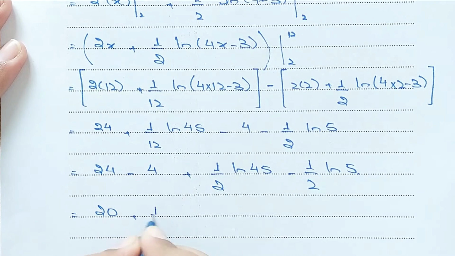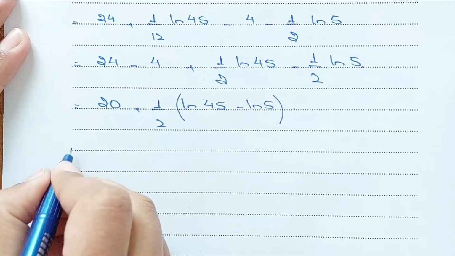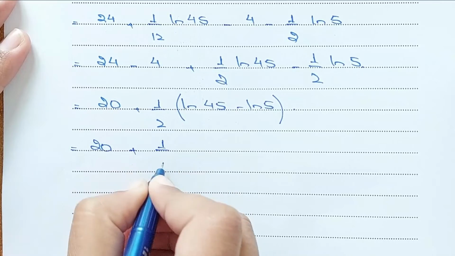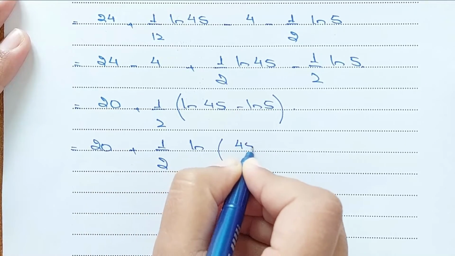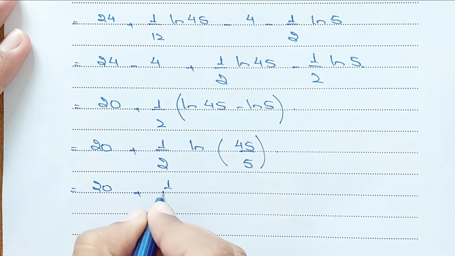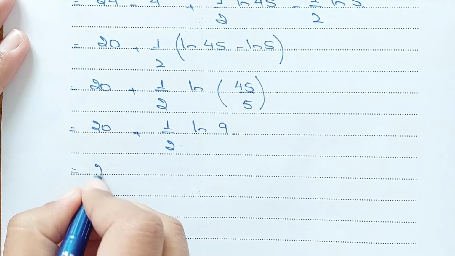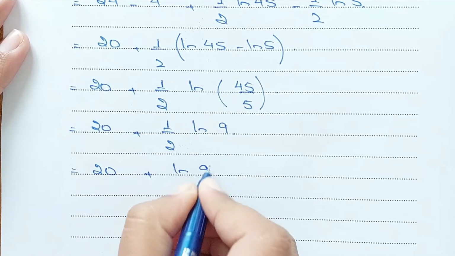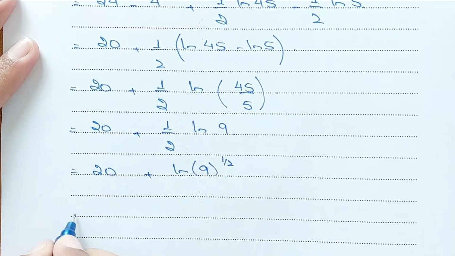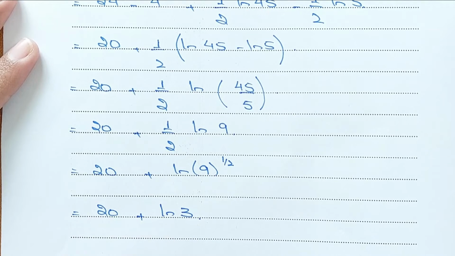Okay, now let me take 1 by 2 common. We are left with ln of 45 minus ln of 5. Right. Further simplification, we have 20 plus 1 by 2 ln of 45 over 5. So this is 20 plus 1 by 2 ln of 9. And we can write 20 plus ln of 9 to the power 1 by 2. So the square root of 9 is 3: 20 plus ln of 3. So the integral is in the form a plus ln b, where a is 20 and b is 3.